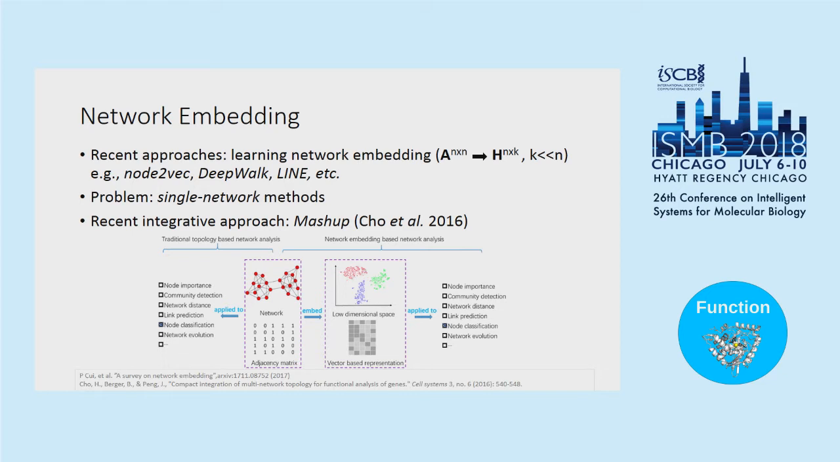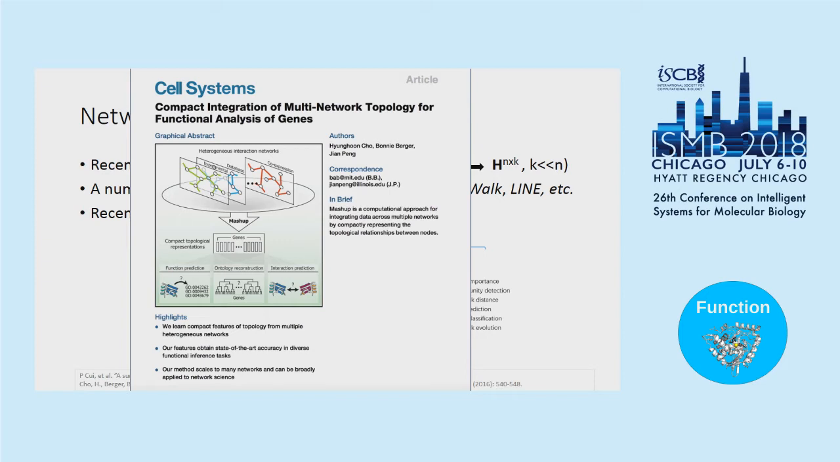Therefore, there was a recent approach that was proposed called Mashup. It was published in 2016, and it is a type of matrix factorization-based method that creates integrated or shared features representing nodes across a set of networks. And then they use these features for all sorts of tasks, including function prediction. So this is a type of integrated network embedding method, basically. And our method that I'm going to present in the next slide actually belongs to this class. And we're also going to use this Mashup method in our comparison study.